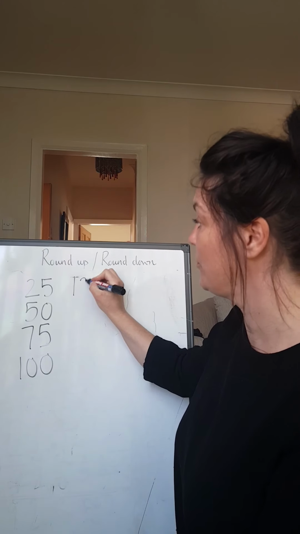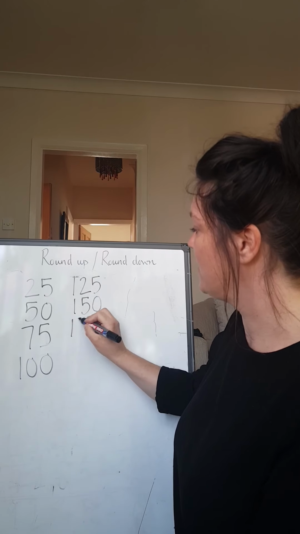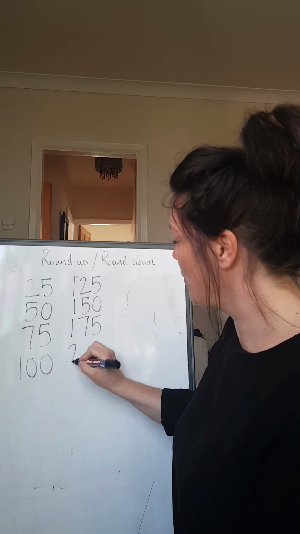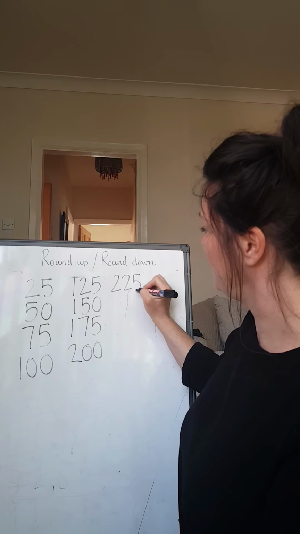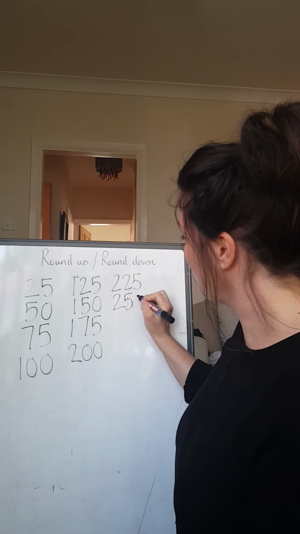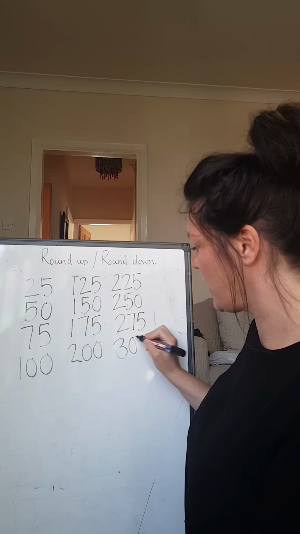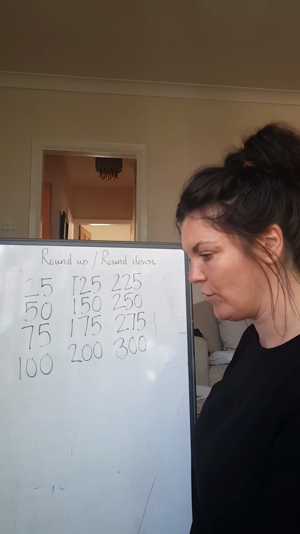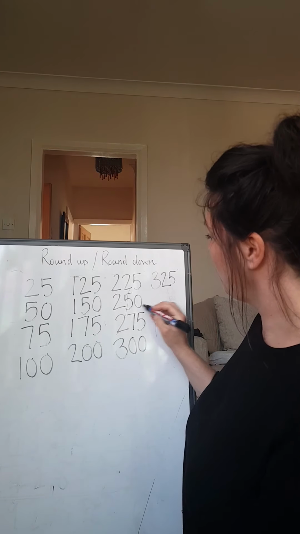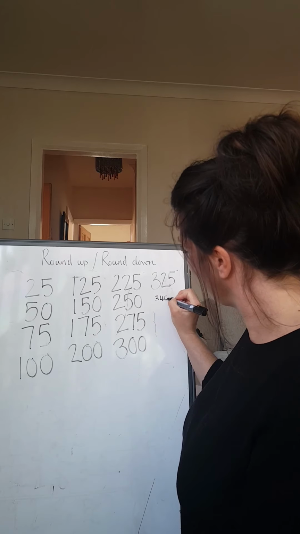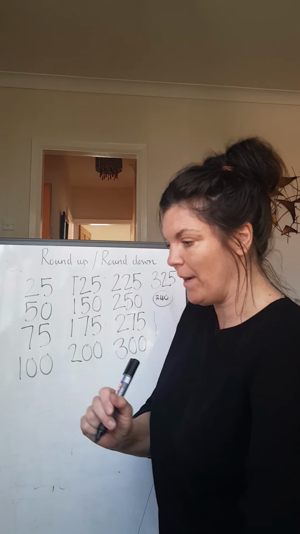Simple. Then 125, 150, 175, 200. Then again, 225, 250, 275, 300. Getting close to that mark now. He needs 340. So we've got 325. Ooh, 350. I can't get there. 340 is not in the 25 times table. But that's the amount that he needs.